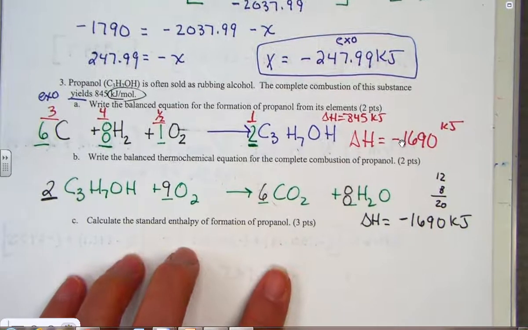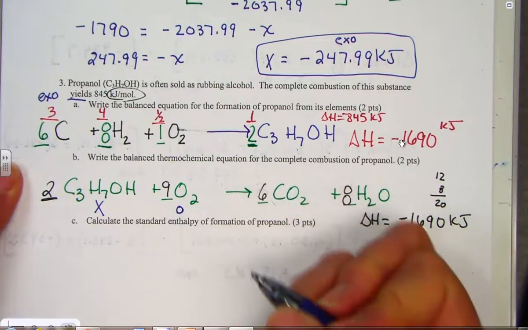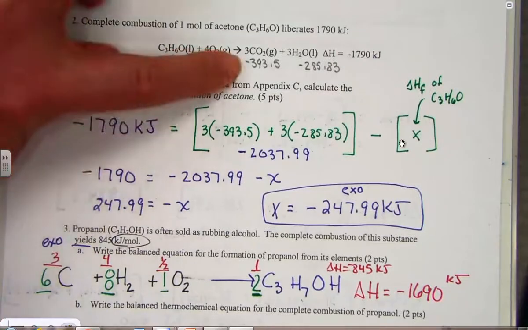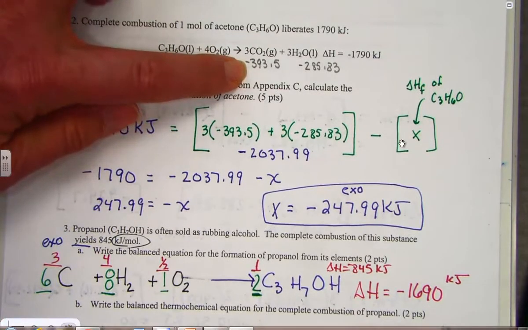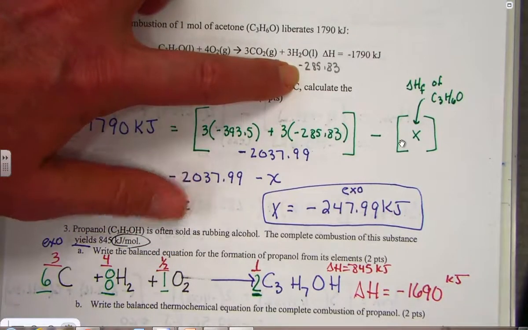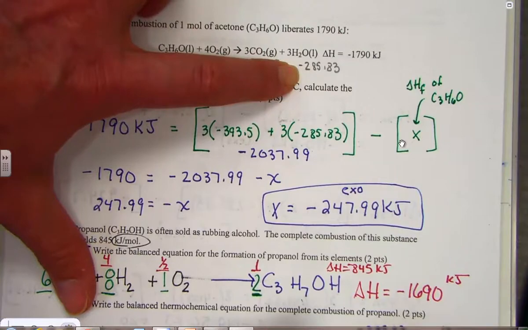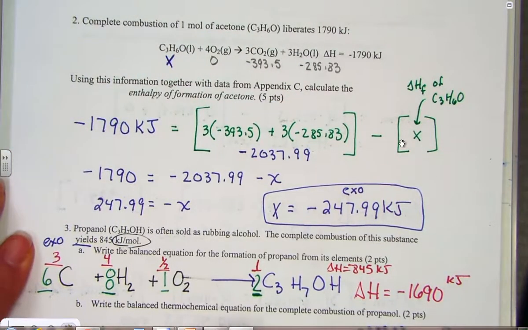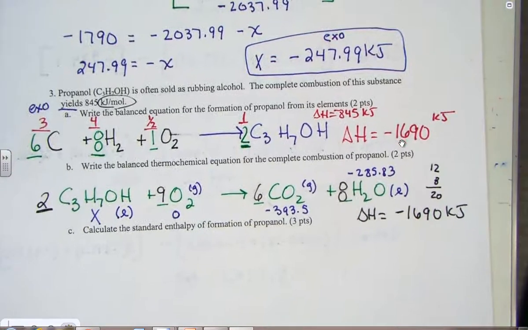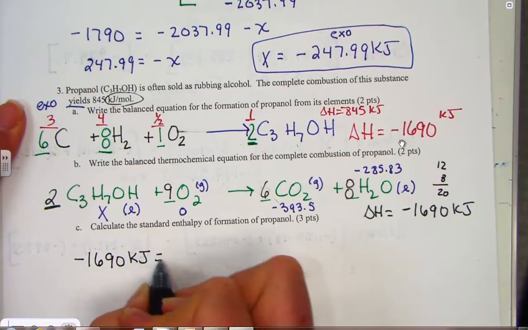Let's calculate the enthalpy of formation of propanol. So in other words, I'd like to know the heat of formation of propanol, which really is this particular equation. I know the molecular form of oxygen would be 0. CO2, I looked up earlier right here, negative 393.5. And water, and again we'll put this as the liquid form, negative 285.83. So here's what we know. Negative 1690 kilojoules is the heat of formation for the reaction.